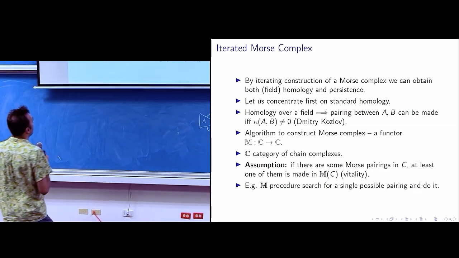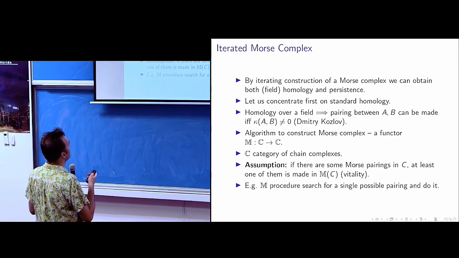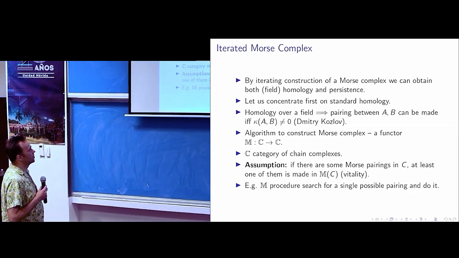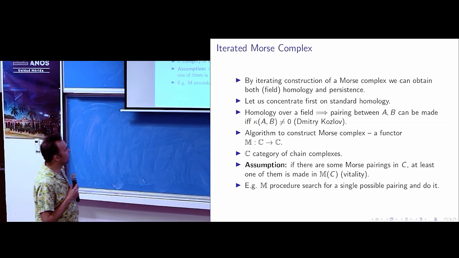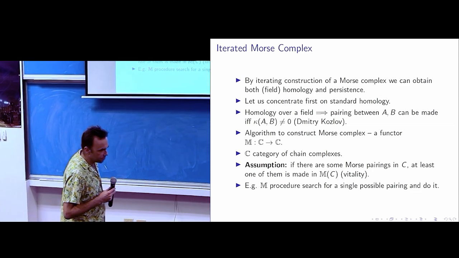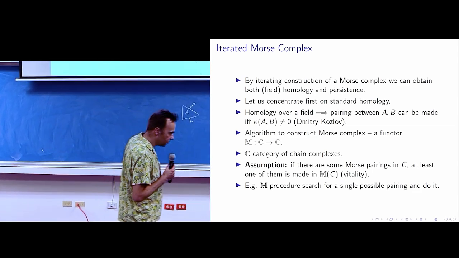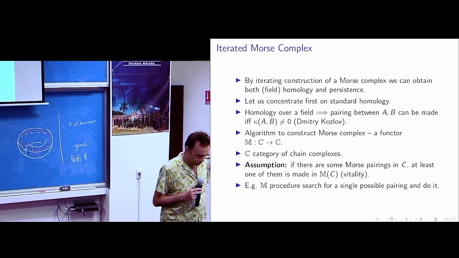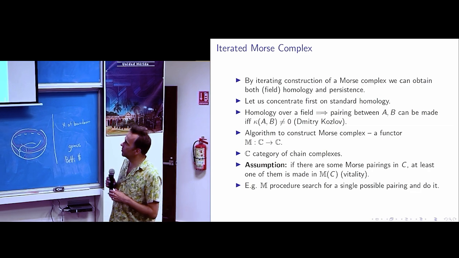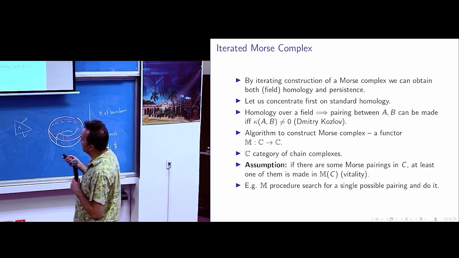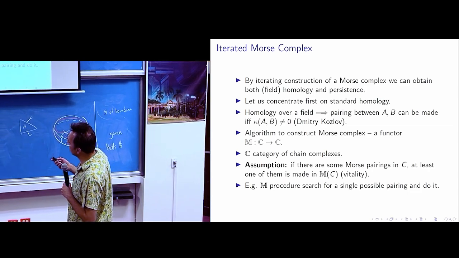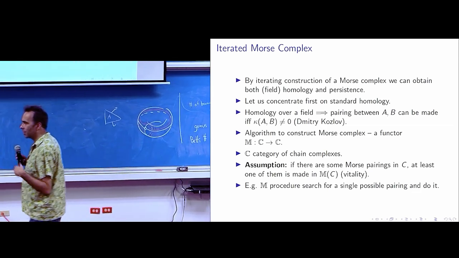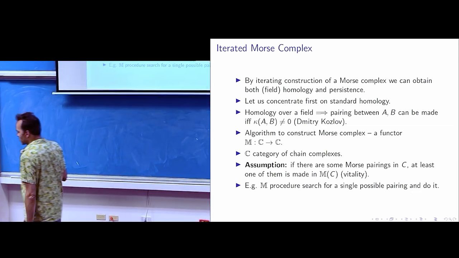Because we are over the field, if the incidence coefficient of two cells is non-zero, then thanks to this algebraic version of discrete Morse theory, which you can find in the book of Dmitry Kozlov, and also a little bit in the book of Nick Scoville, we can do the pairing. And I really want to think about it algorithmically. I have an algorithm where I can input a chain complex, and it will create a Morse complex of the chain complex. Then I can run the same algorithm again on this Morse complex.